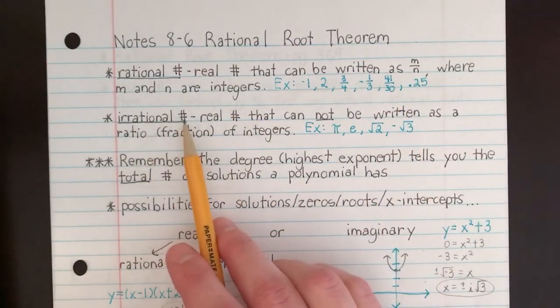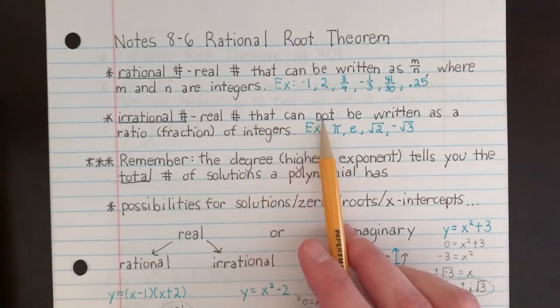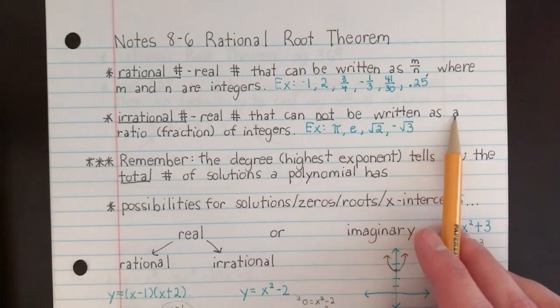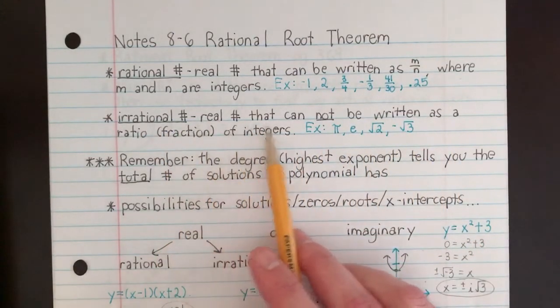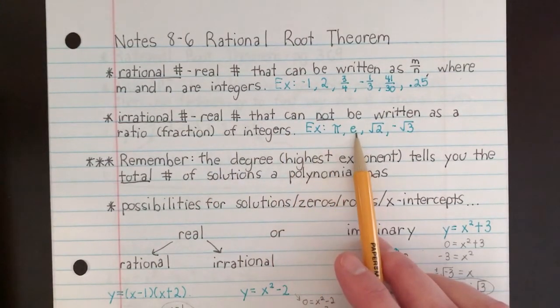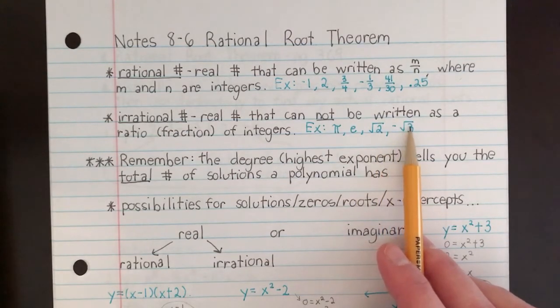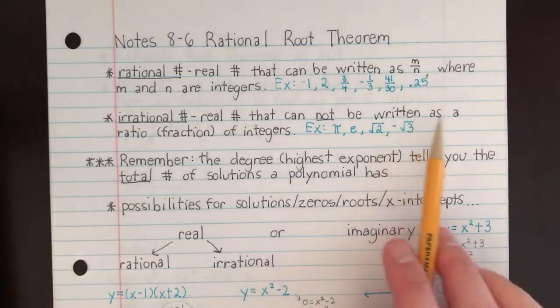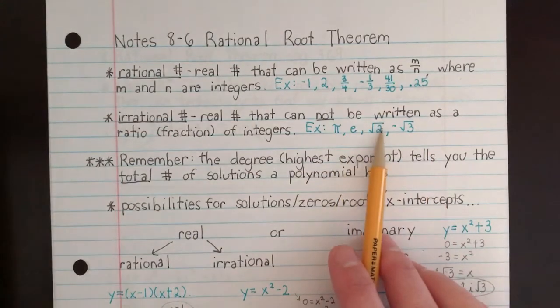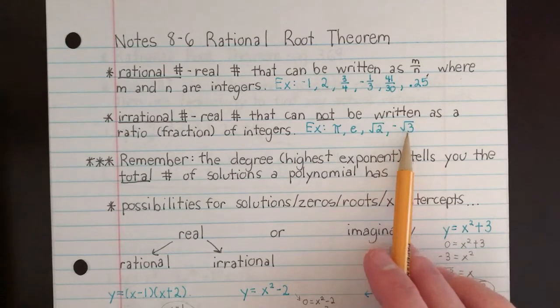Okay, an irrational number is also a real number, but it cannot be written as a ratio or fraction of integers or whole numbers. For example, pi, e, square root of 2, and negative square root of 3 are irrational numbers. If you were to type them in your calculators, they are decimals that do not repeat and do not end.